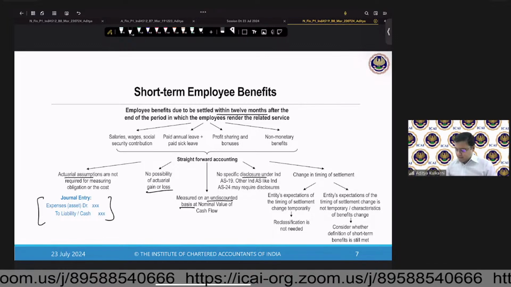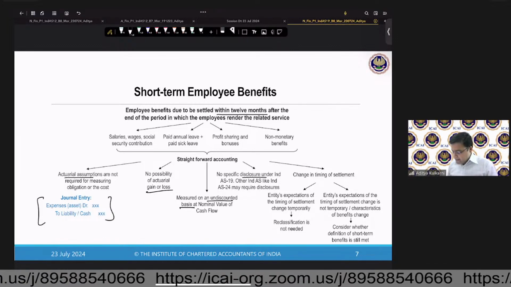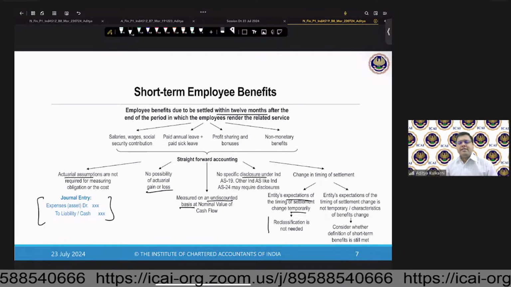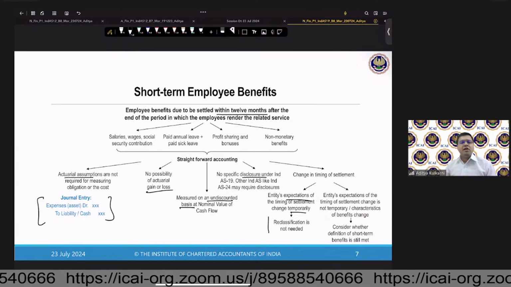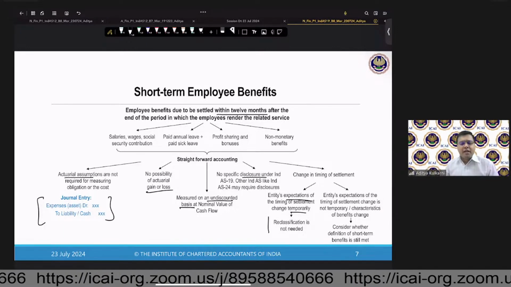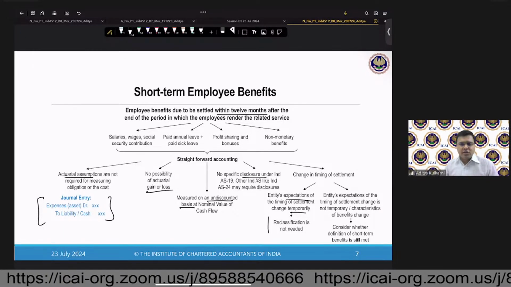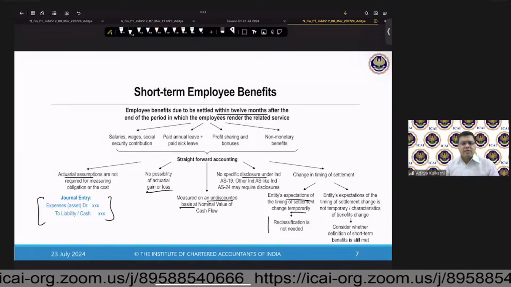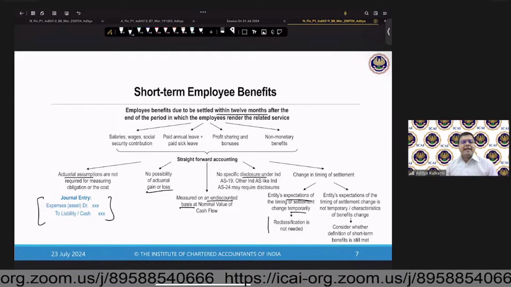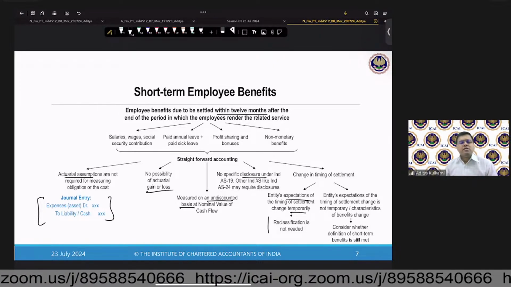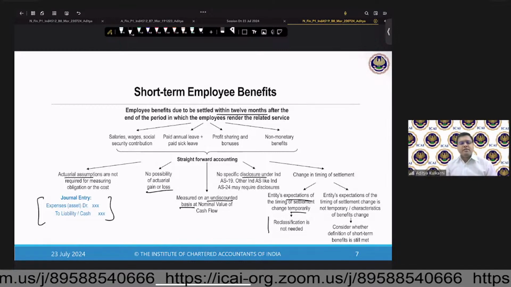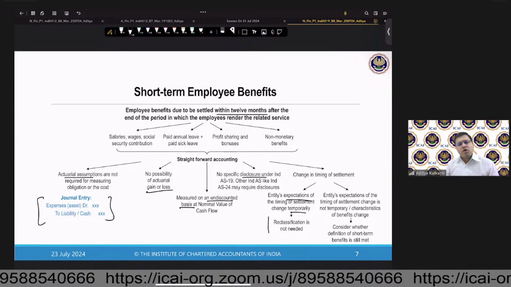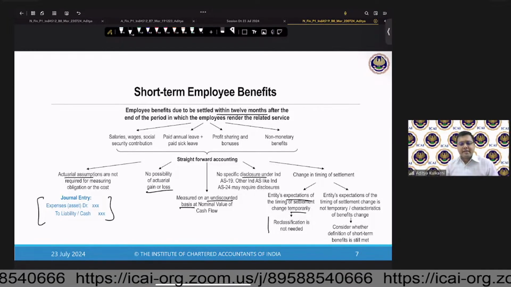Change in timing of settlement. If the entity's expectation is temporary, then reclassification is not needed. Suppose you are delaying some benefits beyond one year for a very temporary period. For example, a new employee joins and you give a retention bonus, which typically would be paid within 6 months or 8 months. But you say that I will extend it to 12 months, and this is beyond 12 months, say 14 months, I will pay this out. But this is only one time. So if that is the case, you can continue to regard it as a short-term benefit. There is no need for you to do a reclassification.